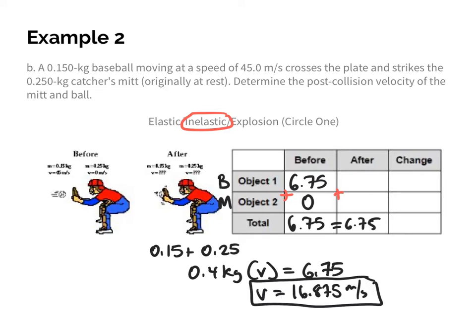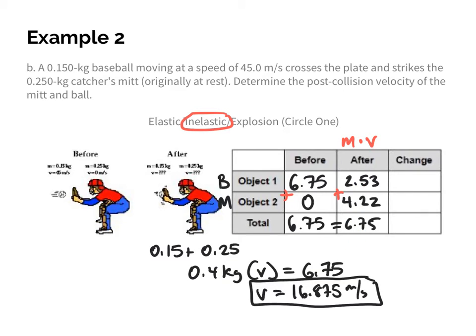So to find the momentum of each object afterwards, I have to take their individual mass times the speed of 16.875, and know that this speed, again, is going to be the same for both objects. All right, so with a little bit of rounding, with the ball, I should get about 2.53 units of momentum afterwards. For the mitt, I would have 4.22 units of momentum afterwards. And again, if you add these two numbers, it should give you 6.75.